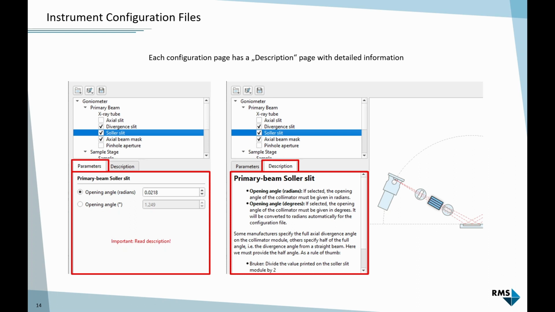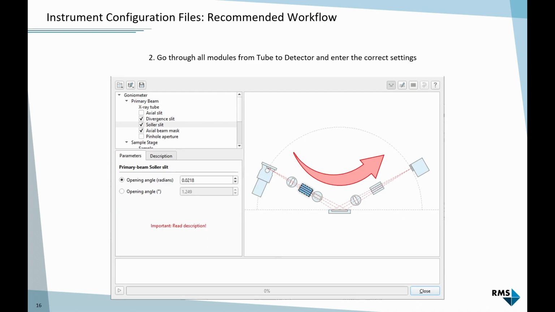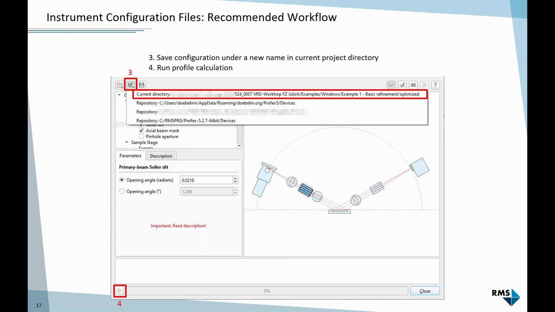I would also like to mention that for each optical element there is a second page with a description, and I spent quite some time to describe and give helpful information on this help text. So it should be enough, ideally, so you can decide what to enter on the left-hand side in the parameters page. So as I said, go from the left to the right and just check every module.